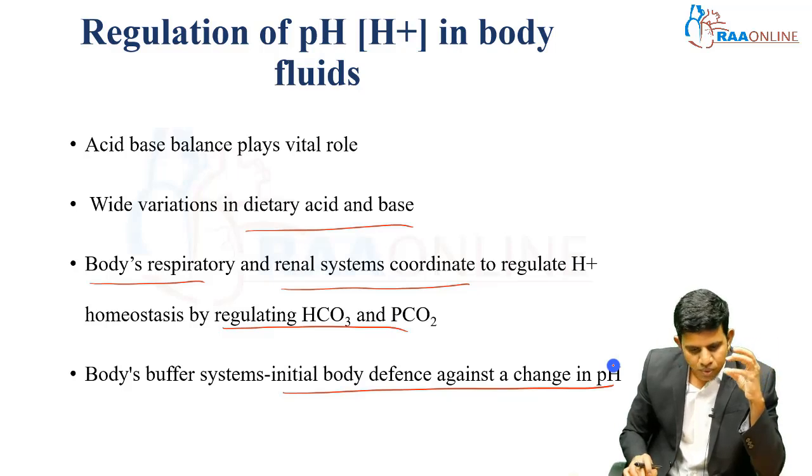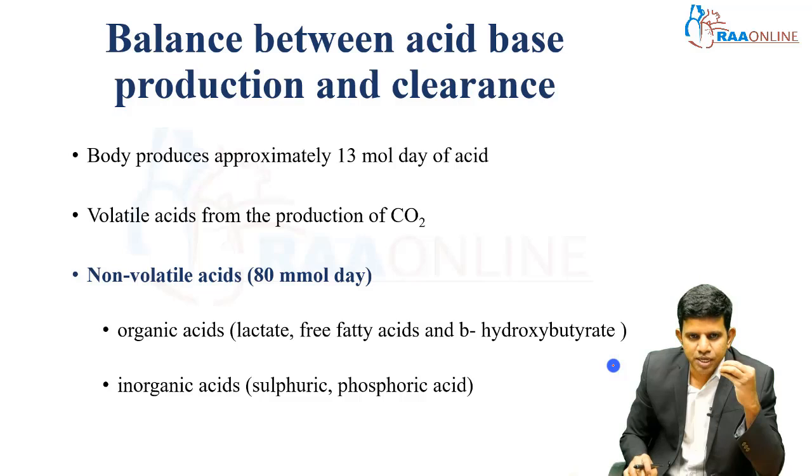So, if there is any change in acid production or acid elimination, the body will try to compensate by renal and respiratory compensatory mechanisms. And the other important thing is the body buffer system, which is the initial body defense against a change in the pH.